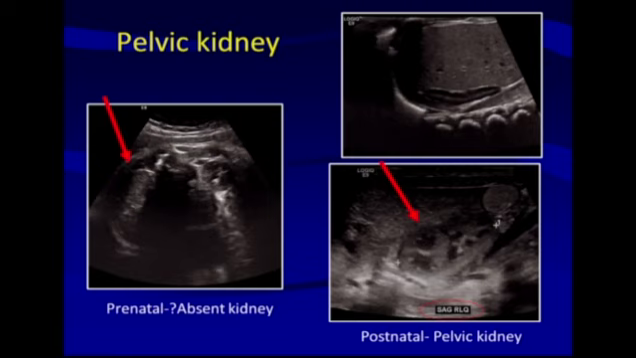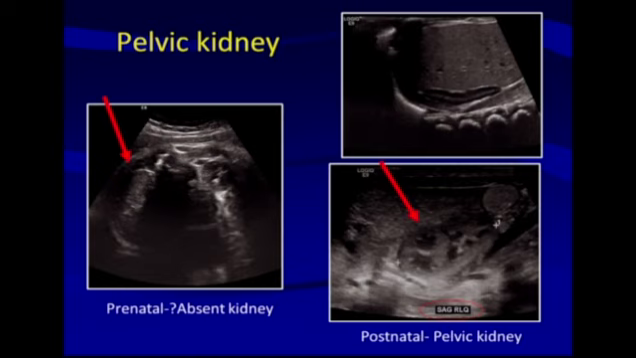Now, pelvic kidneys can be hard to see. That mildly echogenic kidney can be obscured by adjacent bowel within the fetus. And in this particular case, prenatally, a normal left kidney was seen, and there was nothing in the right renal fossa, and no pelvic kidney or other kidney could be identified on the right. And this was thought to be unilateral renal agenesis.